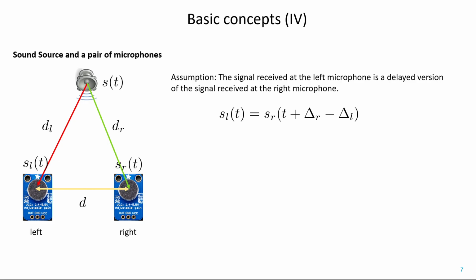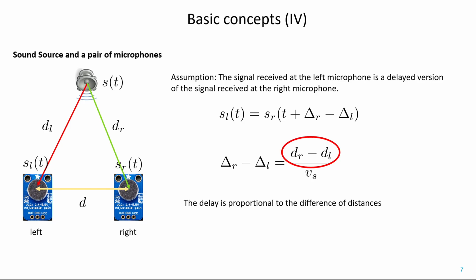This time difference is directly proportional to the difference between the path lengths from the source to each of the microphones. And this is a crucial formula, because you can compute delta R minus delta L as dr minus dl divided by the speed of sound. This relationship is fundamental for estimating the sound source direction, and we will use it next.